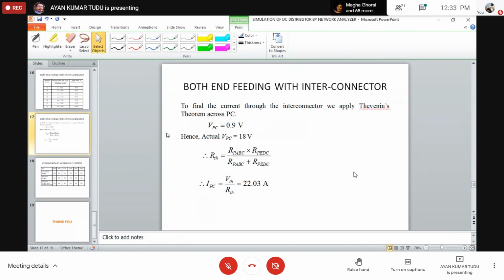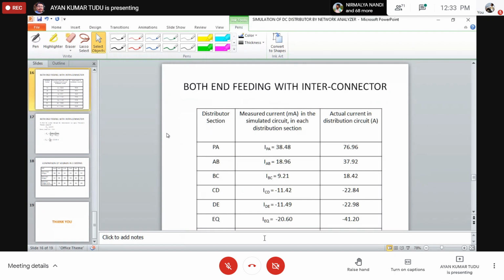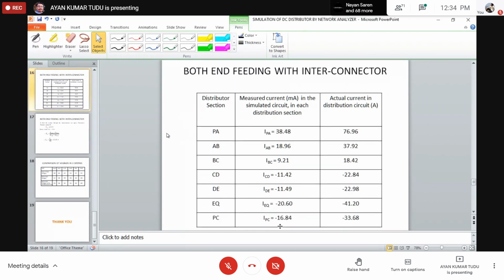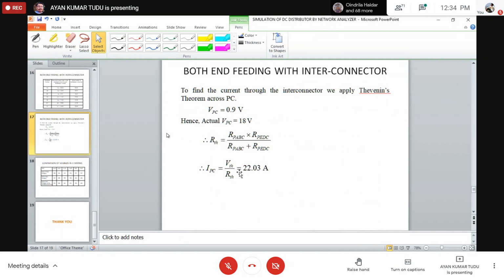So this is the method to find the current flowing through the both end feeding with interconnector. By applying Thevenin's theorem across PC, we can find this expression. But from this expression we can see a huge difference between the IPC that is calculated and that is measured. The IPC measured is minus 33.68, whereas the calculated is around 22.03. So we can imagine there are tremendous losses in this particular network analyzer.